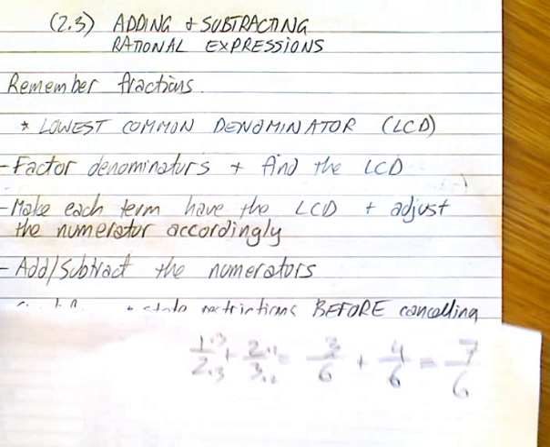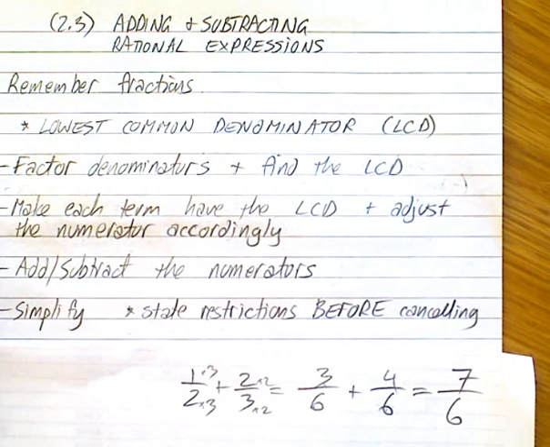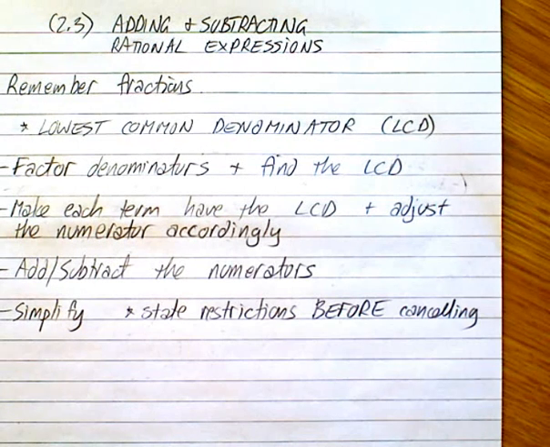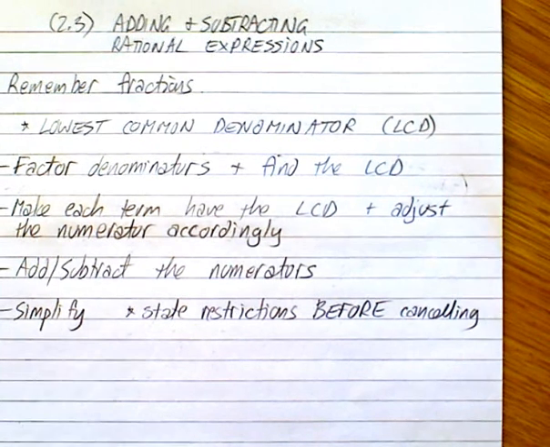And then the last thing, simplify, state restrictions before canceling. If I have no variables in the bottom, there are no restrictions. I would suggest you write this down. Pause it, write it down, whatever you need to do. I'm going to do some examples. Here we go.